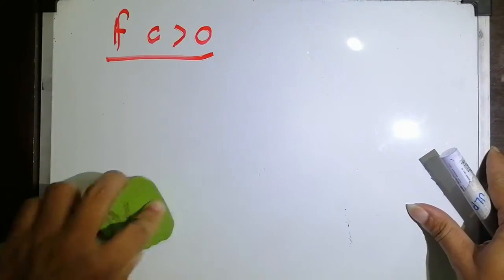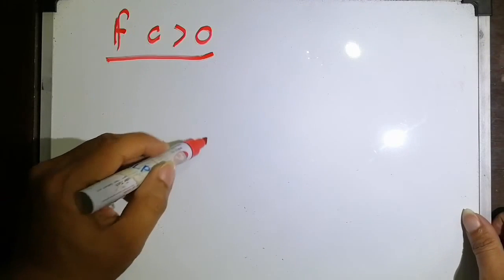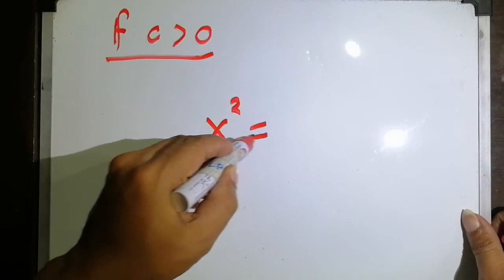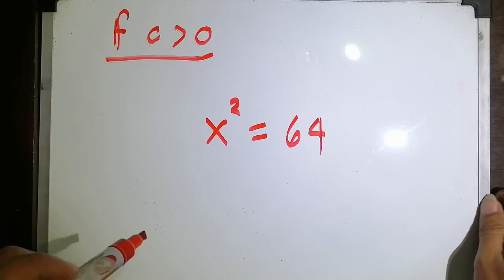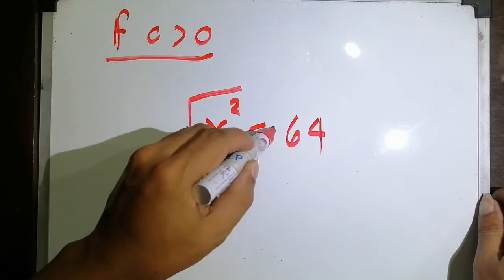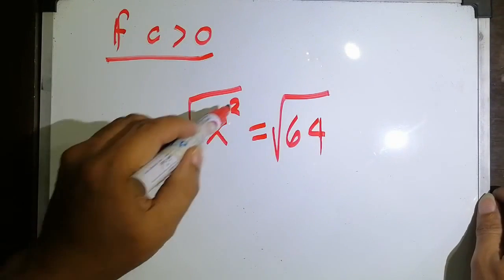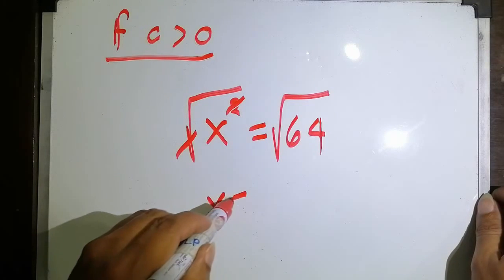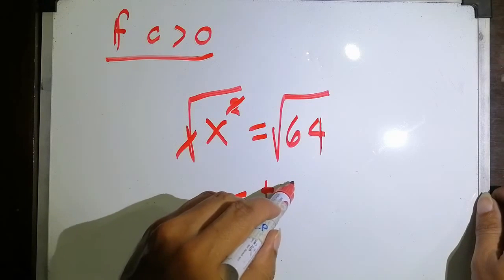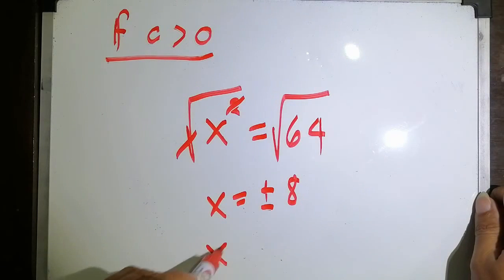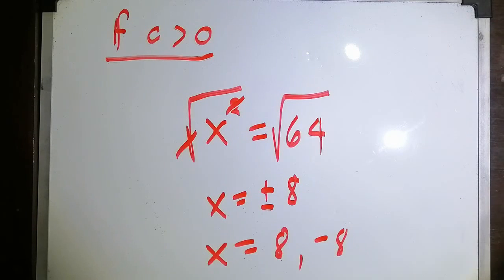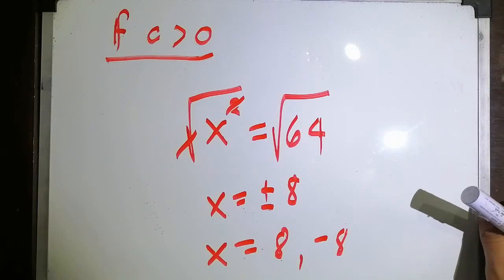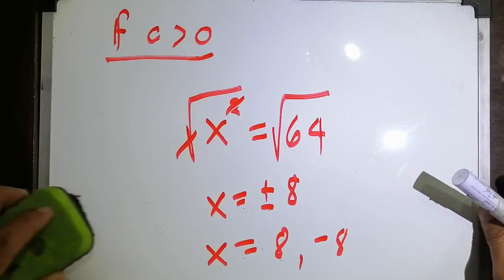Another example, x squared equal to 64. So ang gagawin natin is square root natin both sides para matanggal natin yung square. So x is equal to plus or minus 8. So the 2 solutions are 8 and negative 8. Okay, so laging may dalawang solutions tayo kapag C is greater than 0.